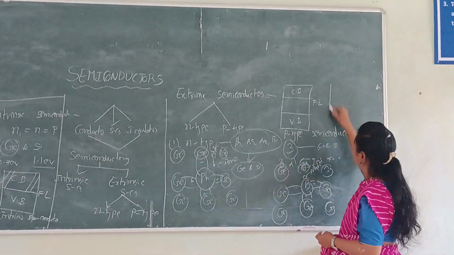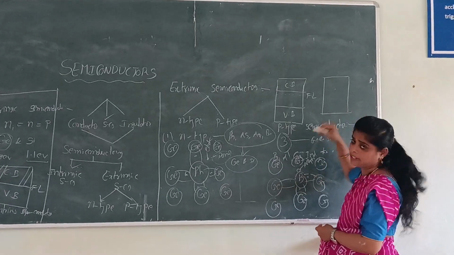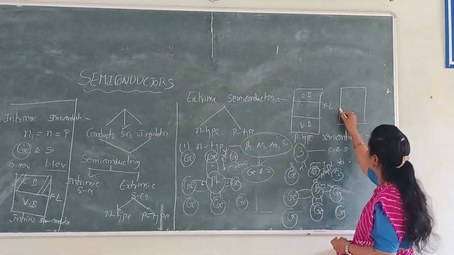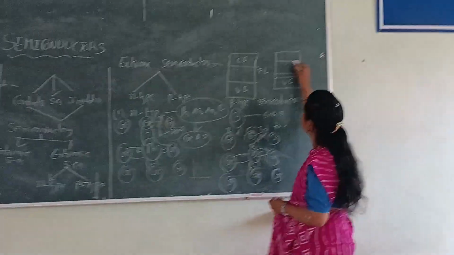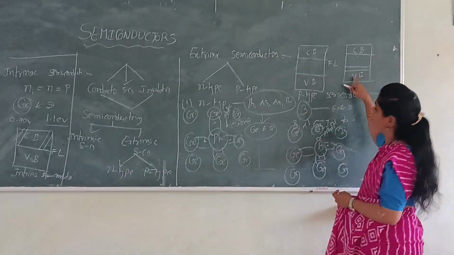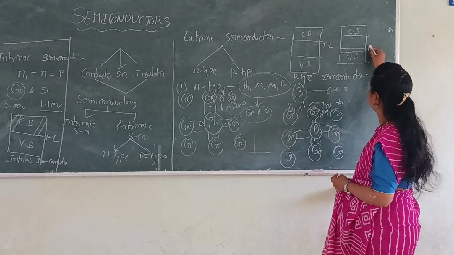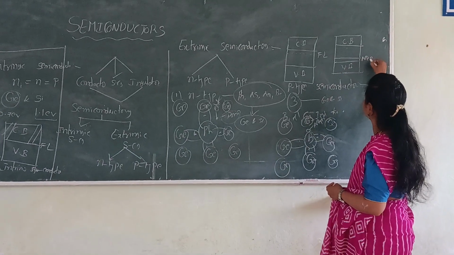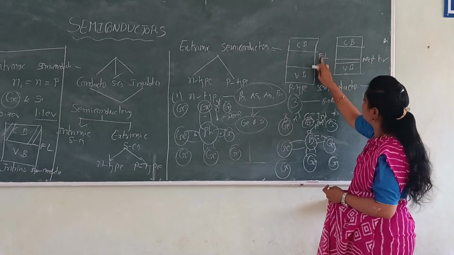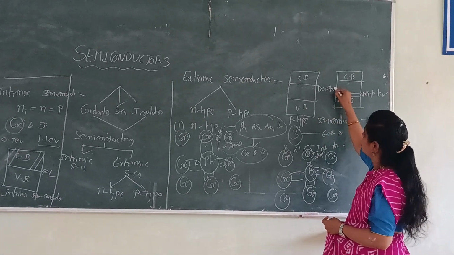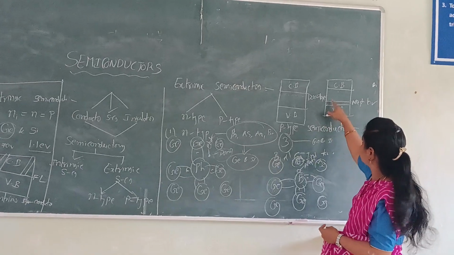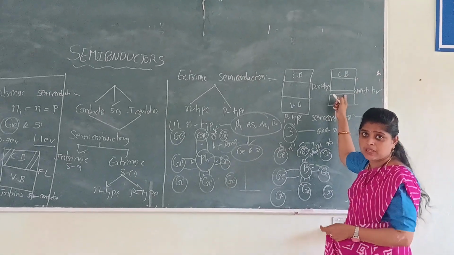How can you draw the Fermi level diagram? Here the Fermi level lies just above the valence band, and this is the acceptor level. In N-type semiconductor this is the donor level, whereas in P-type semiconductor it is the acceptor level.